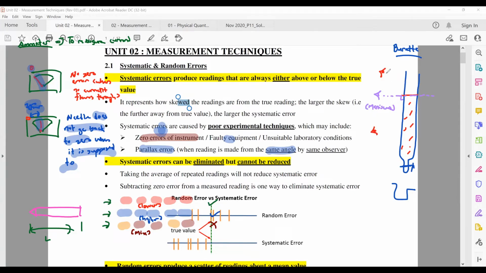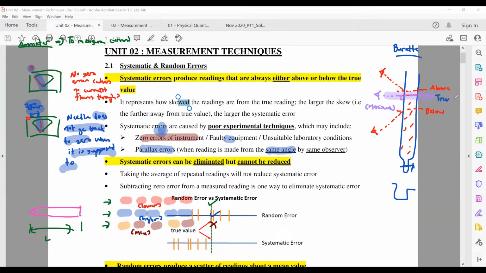Now, when you read it at an angle above or below, you might get a reading that looks something like this. This one here, you get a reading that is above your true value. This one here, you get a reading that is below your true value, assuming that the one at the meniscus is your true value itself.